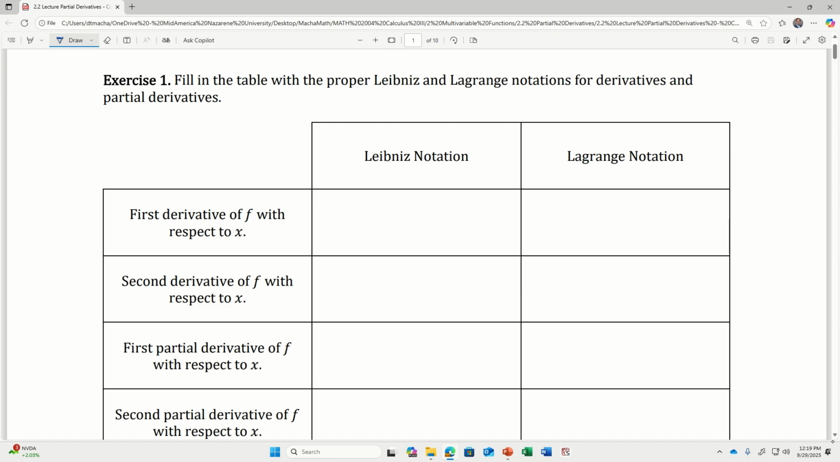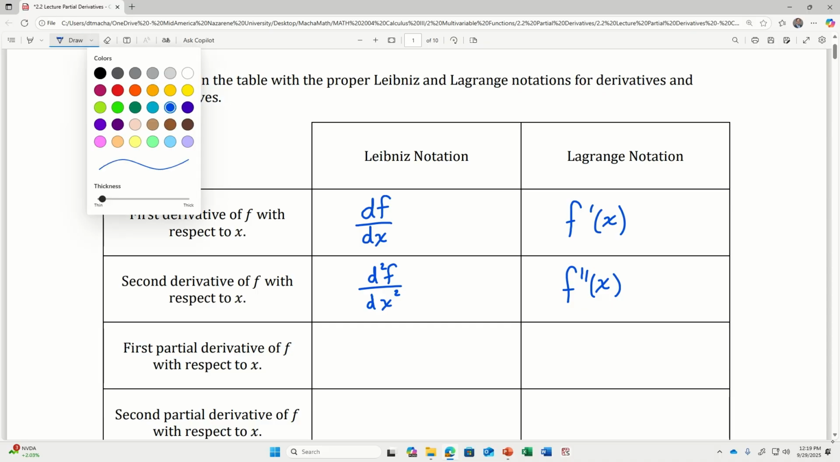If I want the first derivative of f with respect to x, I would write this if I were Leibniz, and I would write this if I were Lagrange. If I want the second derivative of f with respect to x, then Leibniz would write this, and Lagrange would just write this. Okay?